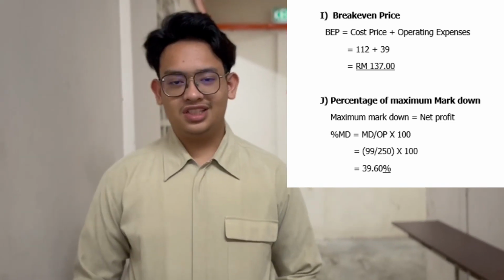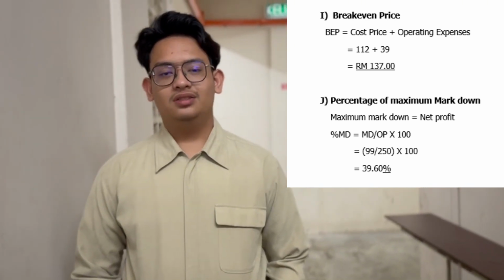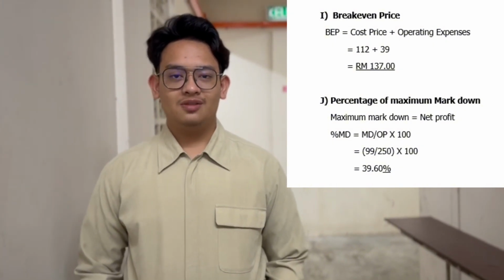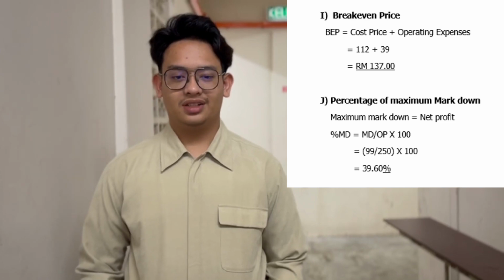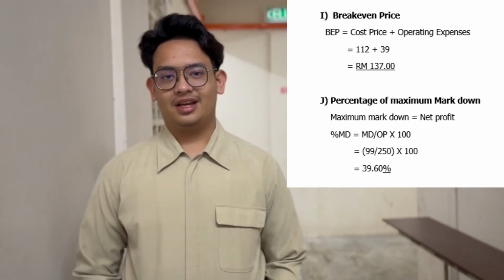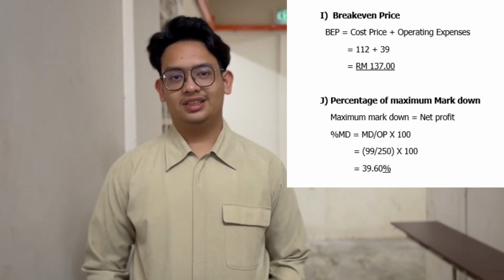Okay, so for the last question is J, percentage of maximum markdown. Maximum markdown is equal net profit. To get the percentage of markdown equal net profit divided by the retail price and times with 100. So we get 99 divided by 250 times with 100. So the total up is 39.60%.